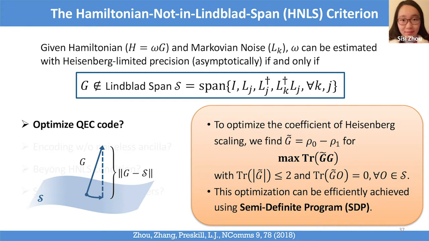In this case, there is a geometric picture where we want to maximize the length of certain vectors. It turns out that we can optimize the coefficient of Heisenberg scaling by an efficient algorithm, which is a semi-definite program. In that case, we can find an operator consisting of positive and negative eigenvalues, whose purification will give us the code. Optimizing that matrix allows us to construct the code with the maximum coefficient of the Heisenberg scaling.